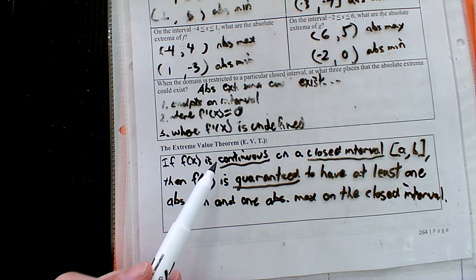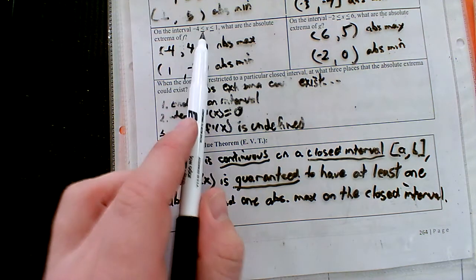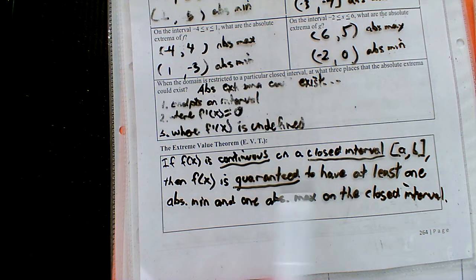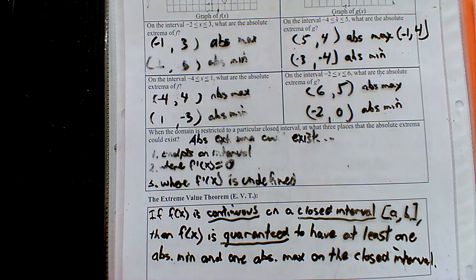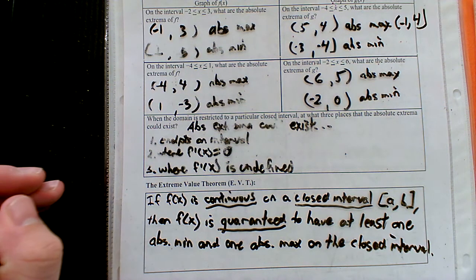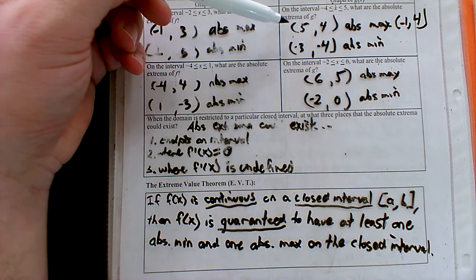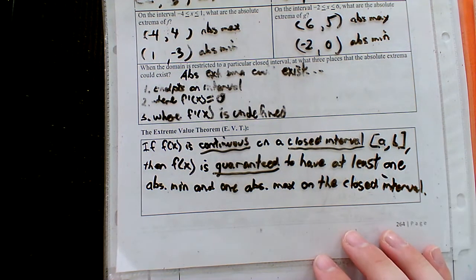So again, if f of x is continuous, so no holes, no jumps, on a closed interval, so they give you the values just like they did up above, then f of x is guaranteed to have at least one absolute min and one absolute max. Up above, were we able to find at least one for each of those? For each of these problems, were we at least able to find one absolute max and min for each? Yes. And in some cases, we were able to find 2, but there's at least 1. So that's what the extreme value theorem is telling you. That if you're on some closed interval and you know it's continuous, there's at least one absolute max and one absolute min. Anybody still copying here? Good.